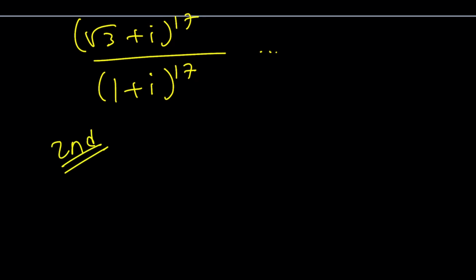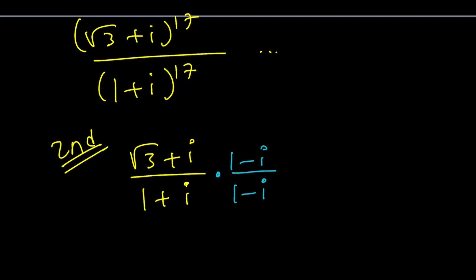So for my second method, I'm going to focus on what's inside, right? That makes sense, because if I can simplify this, raising it to the 17th power should be no big deal. Well, at least it's going to be easier than raising a quotient of complex numbers to the 17th power, hopefully. So let's go ahead and multiply the top and the bottom by 1 minus i, which is the conjugate. And then we're going to distribute.